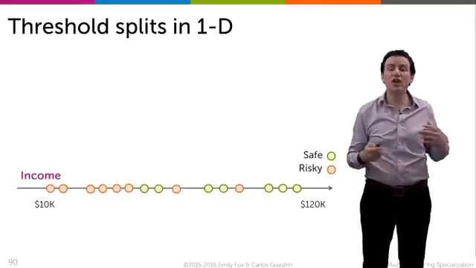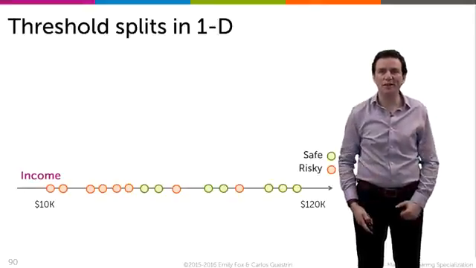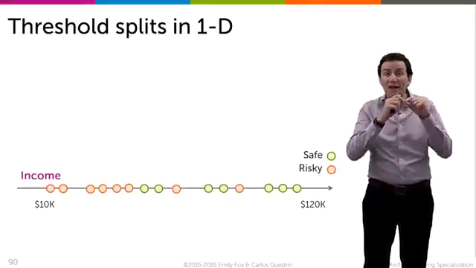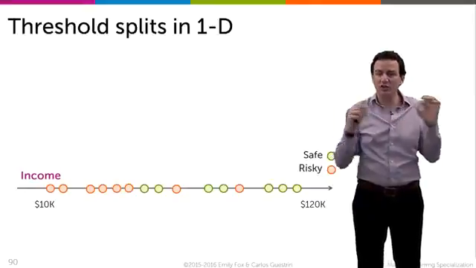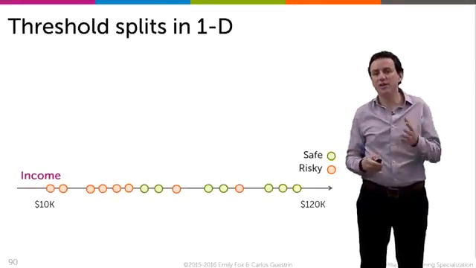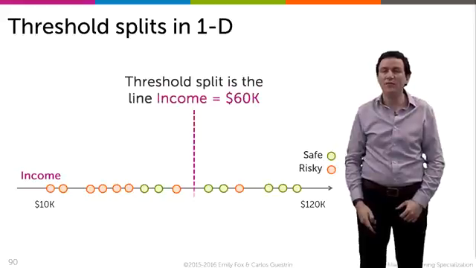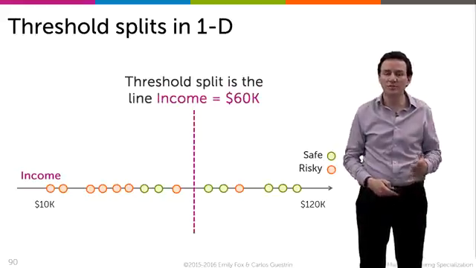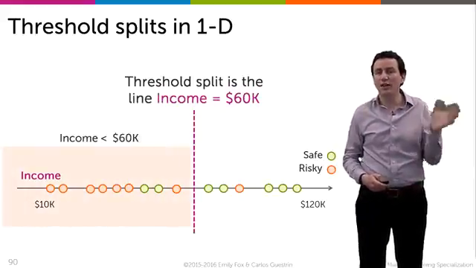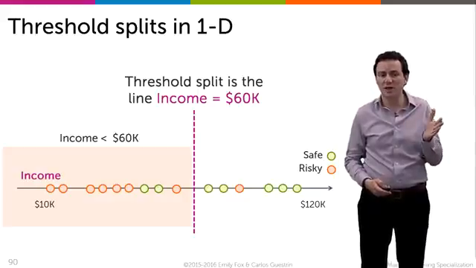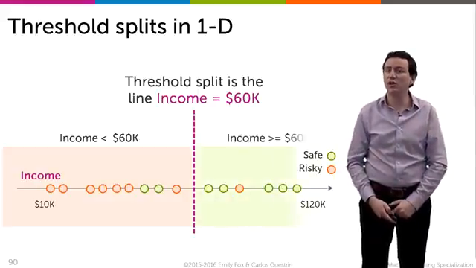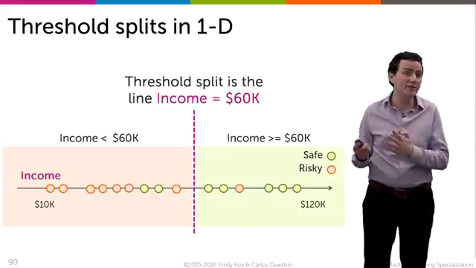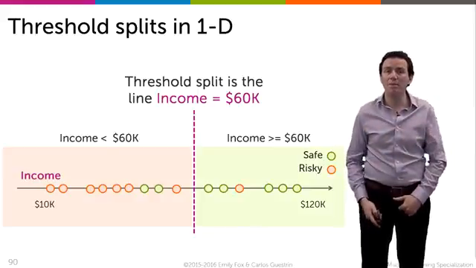Let's now take a moment to visualize what happens when we do this kind of threshold split. So for example, I've laid out my data of income into this line here that ranges from 10,000 to 120,000. And if we pick a threshold split of 60,000 and we say everything on the left of that split has income less than 60,000, I'm going to predict them to be risky loans. Everything to the right has income higher than 60,000, I'm going to predict those as being safe loans.